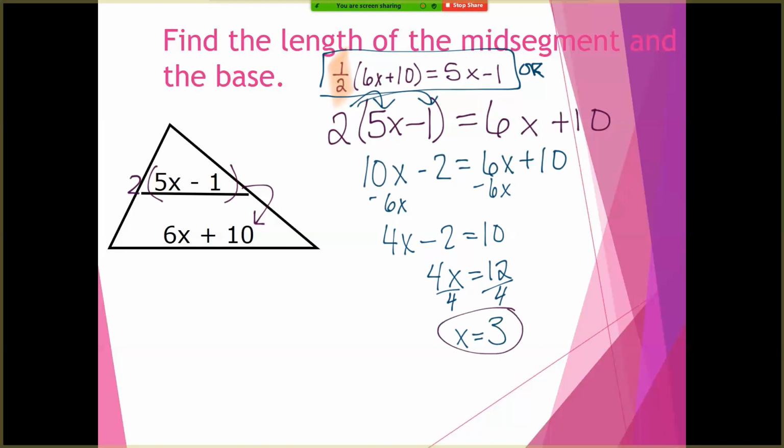Unfortunately, my instructions did not ask me to find x. They asked me to find the length of the midsegment and the base. So now we just get to plug it back in. We get to plug it back in 2 different places to get 2 different answers. So for the midsegment, we're going to take 5 times 3 minus 1. Well, 5 times 3 is 15. Minus 1 is 14. So your midsegment is 14.